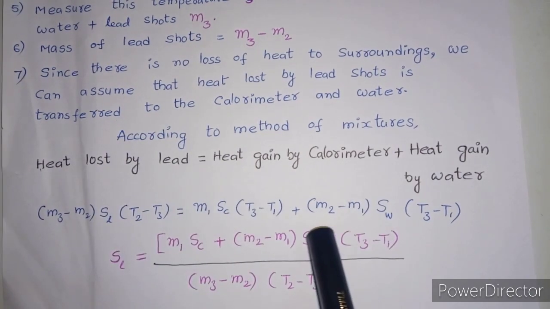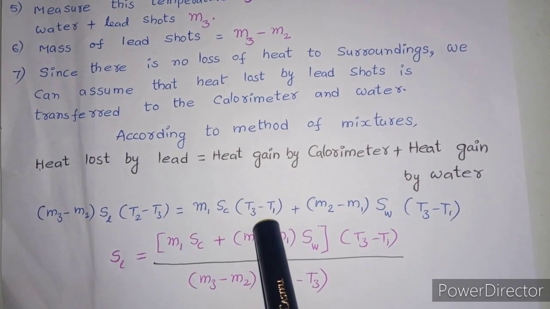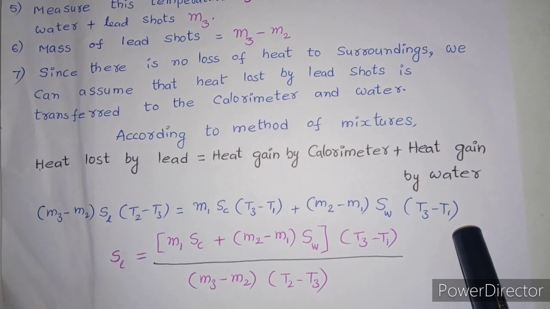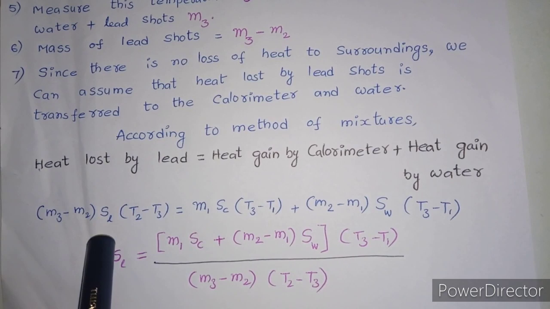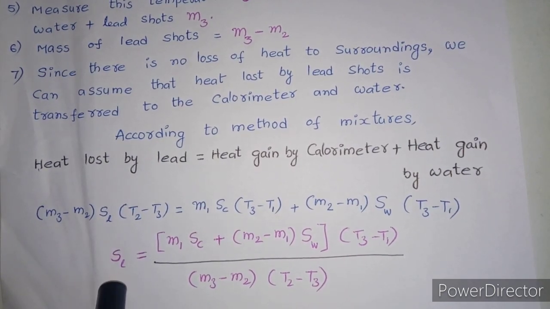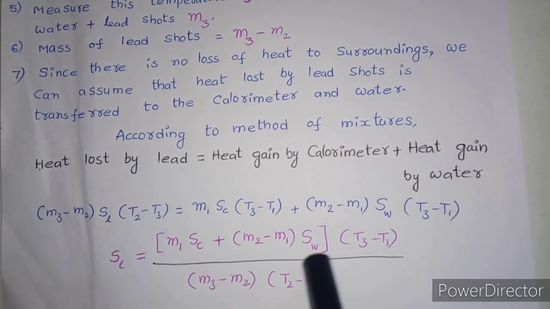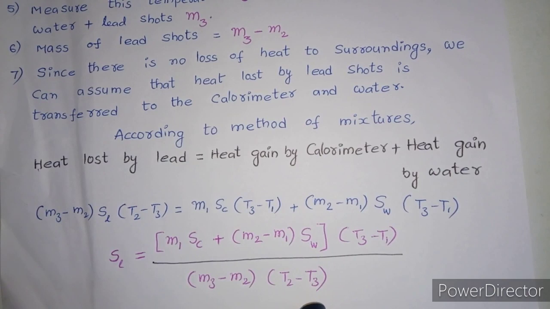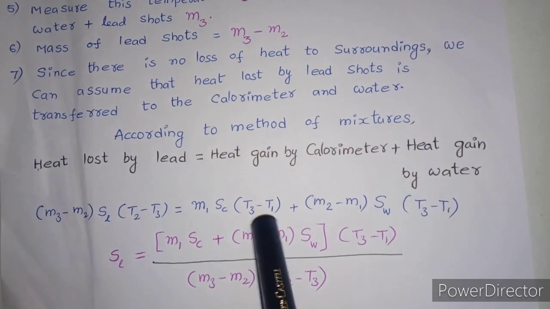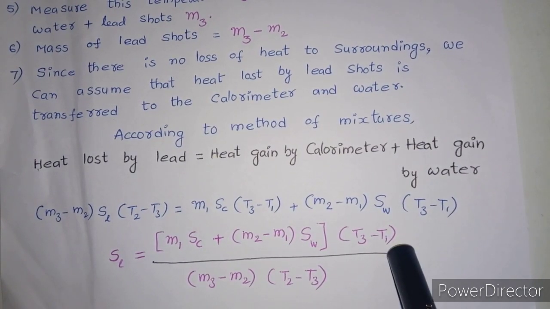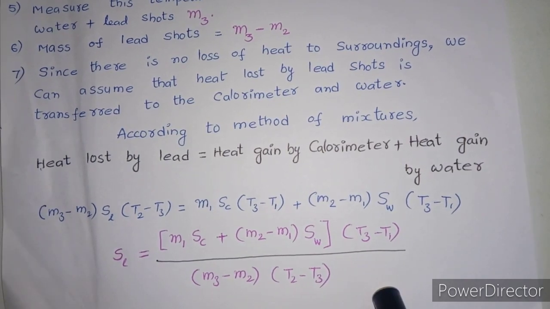This energy has been gained by the calorimeter and water. This is the energy gained by the calorimeter, and this is the energy gained by water. So here we have to find out the specific heat of lead shots, that is SL. If we send these two to the right side, the equation changes like this. In these two, T3 minus T1 is common, that's why we have taken it as common. So this is the formula to find the specific heat of the given solid.